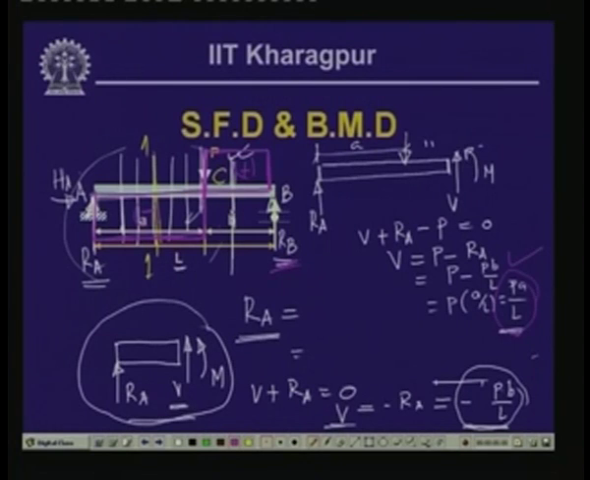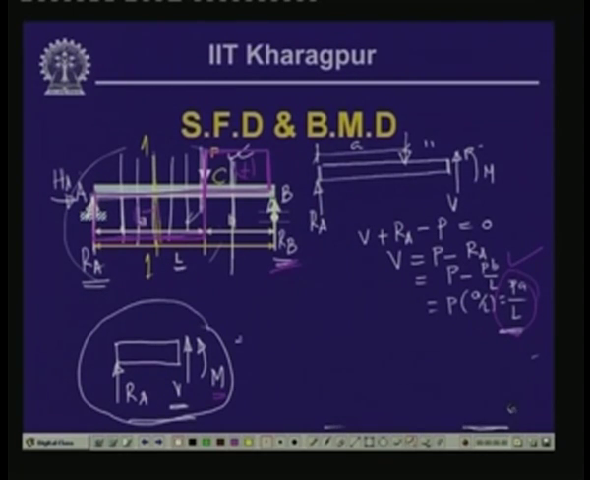From here we can immediately find out the magnitude of the shear force acting at any section along the length of the beam. Consequently, we can compute the value of the bending moment. Let us calculate the value of the bending moment at this particular section.